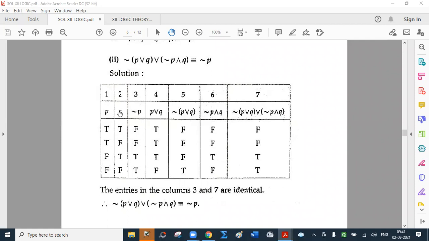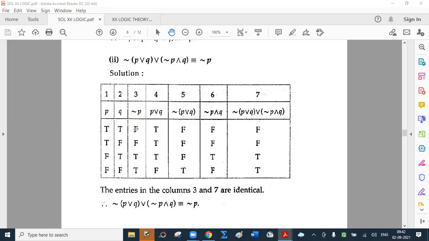So, first two columns, you're not supposed to change the order. TTFF, TFTF. What will be not P? False, false, true, true. P or Q. See, you should be able to write triple TF directly. Then its negation, so triple FT. This is not at all difficult. Not (P and Q).